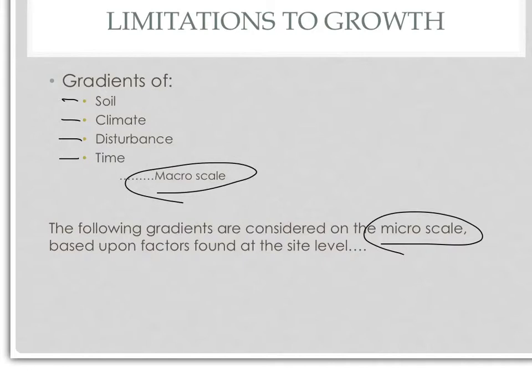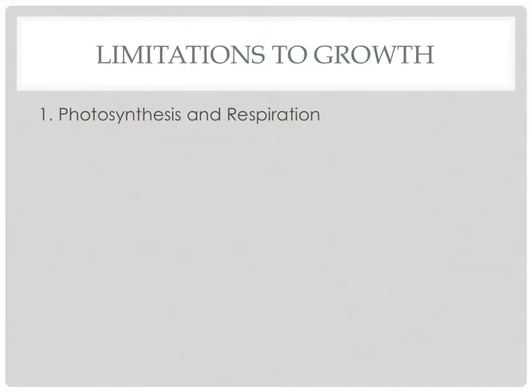So, top down, we're looking at macro scale, the big picture, but within the forest itself, on the smaller scale, on the individual tree, there are things going on. So, we're going to look at some of the limitations, what is limiting certain species from growing on a given site. And that's what this list that we're about to compile here is going to be. So, in this one, photosynthesis and respiration.